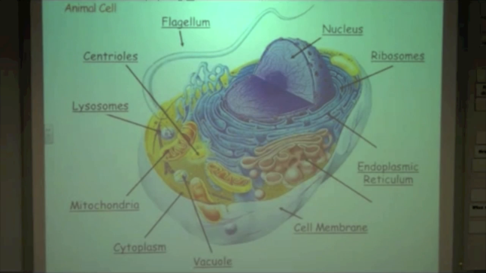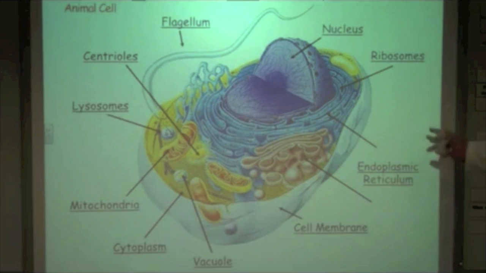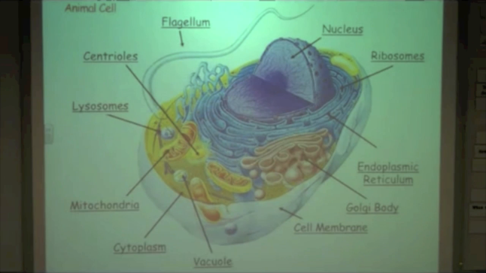And then we have our vacuole. Vacuole is the little storage tank of the cell. It holds water. Golgi body. Golgi body was our mail and package center of the cell. It's going to get things ready to be shipped out and moved throughout the cell.